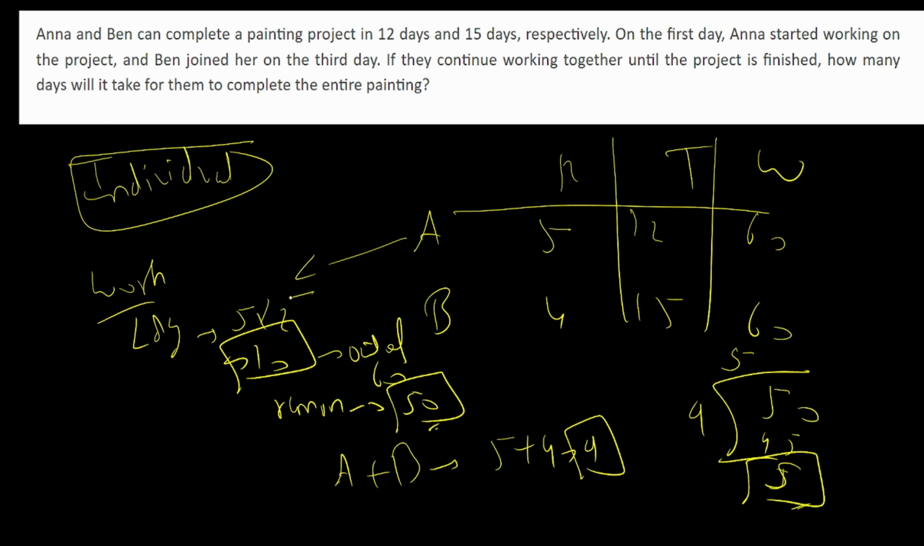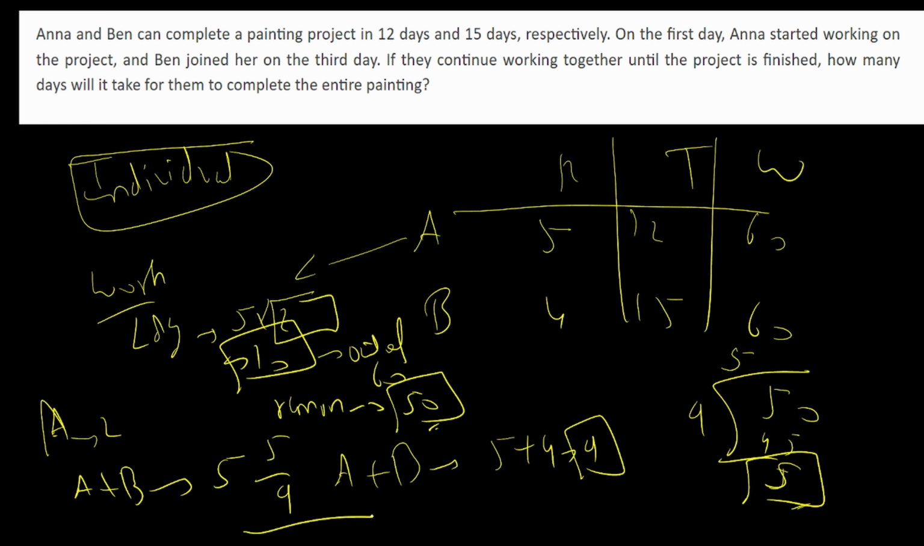So these are your time phases. First is your 2 days of work. A worked for 2 days, then A plus B worked for 5 upon 9 days, and total time is equal to 7 5 upon 9. 7 means 2 days of A and 5 days of A plus B. So this is your 7 5 upon 9.